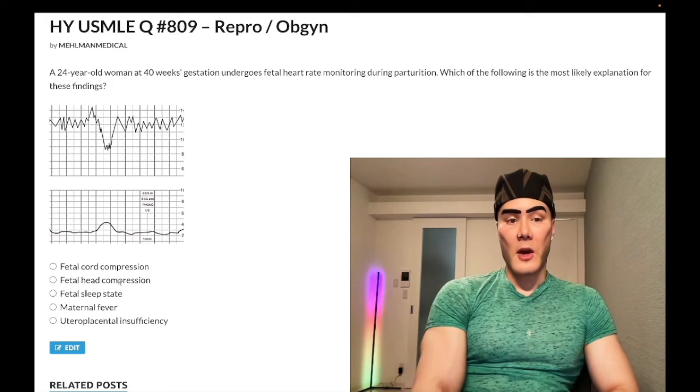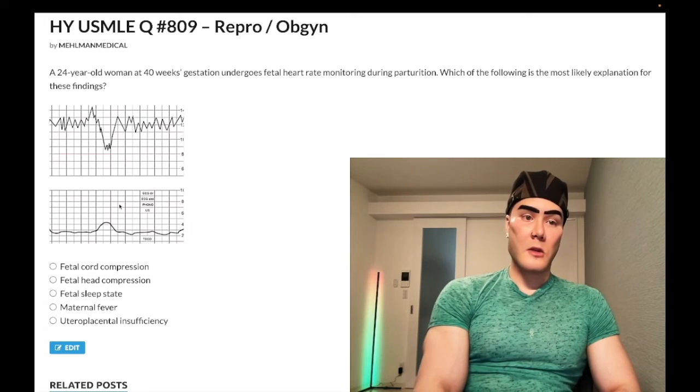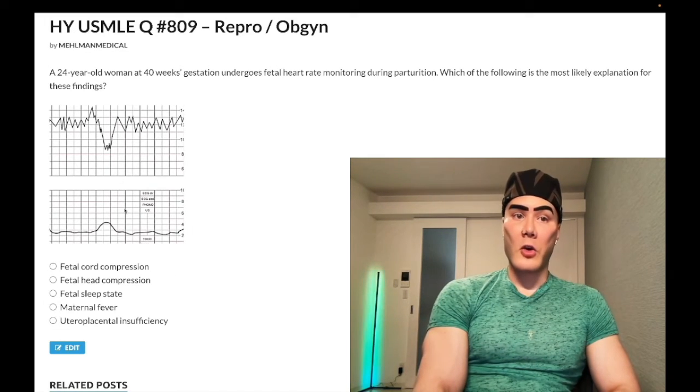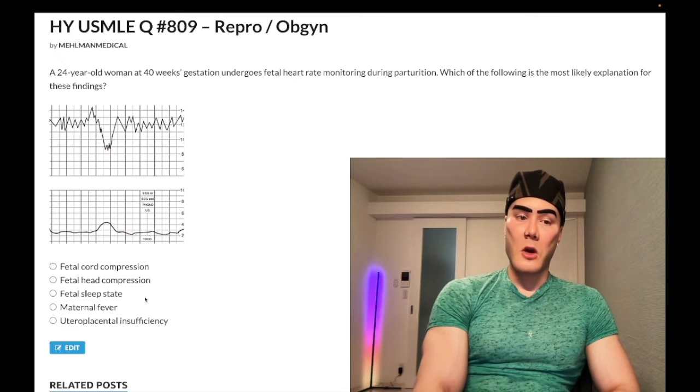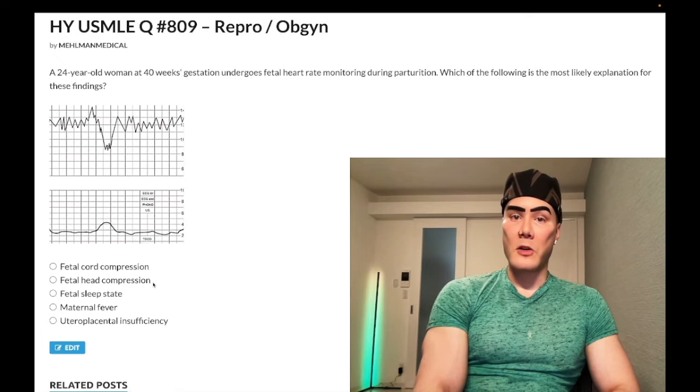Choice B, fetal head compression, correct answer. This is showing us what's called an early deceleration. Now you can see that the uterine contraction and the fetal heart rate dip in the same y-axis. They're in the same vertical axis. They occur at the same time. This is called an early decel and just simply equals fetal head compression on USMLE.